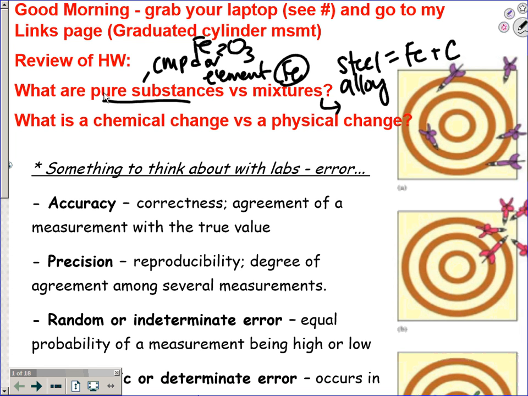What's in the air we breathe? Say again? O2, what else? Nitrogen, say again? Carbon dioxide, and anything else you can think of? Water vapor, say again? Argon is another component of that. It's actually still significant. Water vapor. So these are all blended together, but they're not chemically bound together. That's why they're a mixture and not a compound.